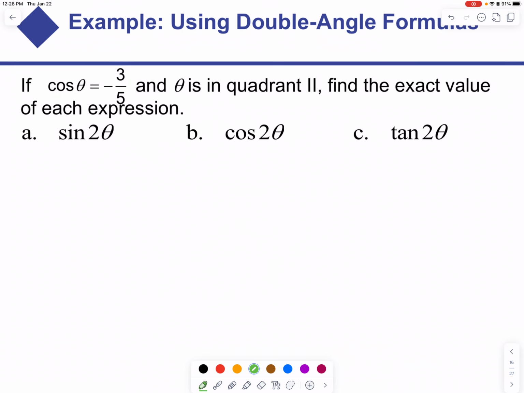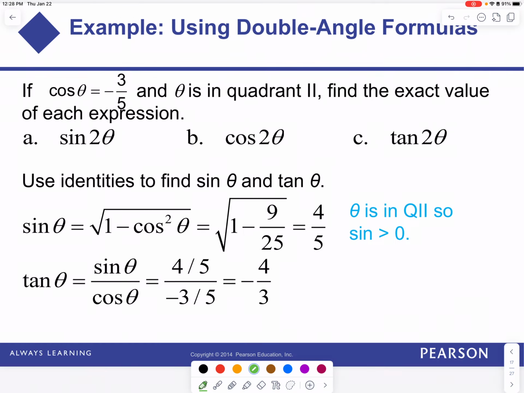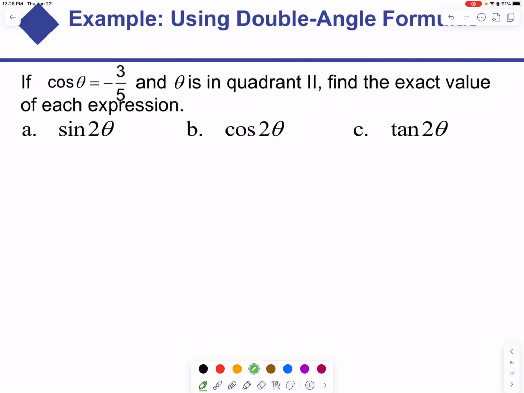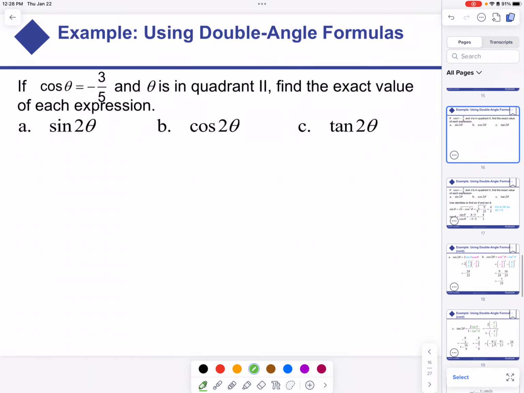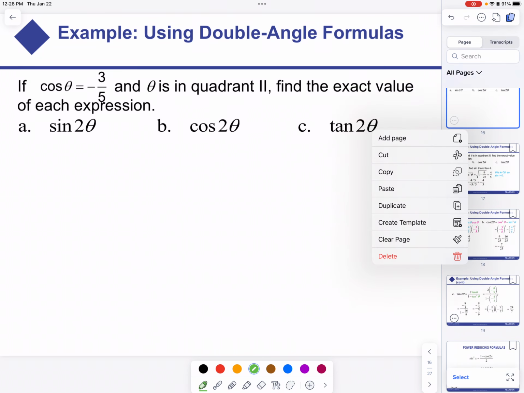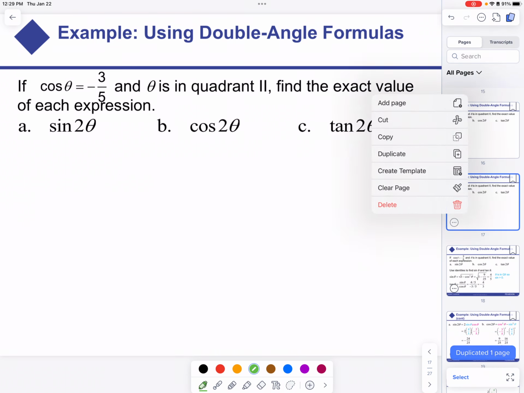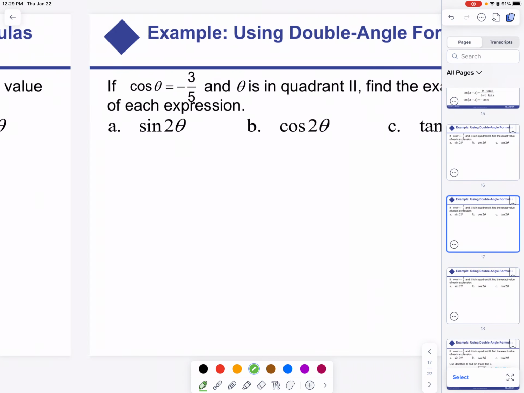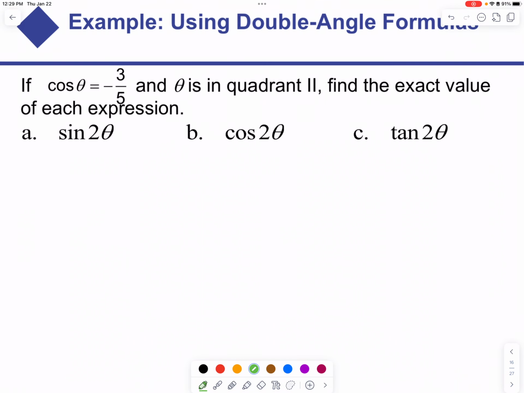So if cosine of theta is -3/5 and theta is in quadrant 2, find the exact value of each expression. Okay, so let's apply those. I need some copies. 1, 2, 3. Okay, let's do 2 more copies of this. Let's duplicate and do another copy. So 1 for each one, A, B, and C.